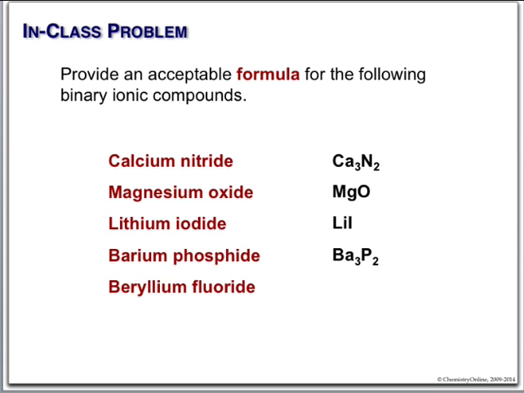And finally, beryllium fluoride. Beryllium, the E, right up there. +2. Fluorine is over here in group 7, so it needs 1 electron, -1. +2, -1, need 2 fluorines, and there we go.